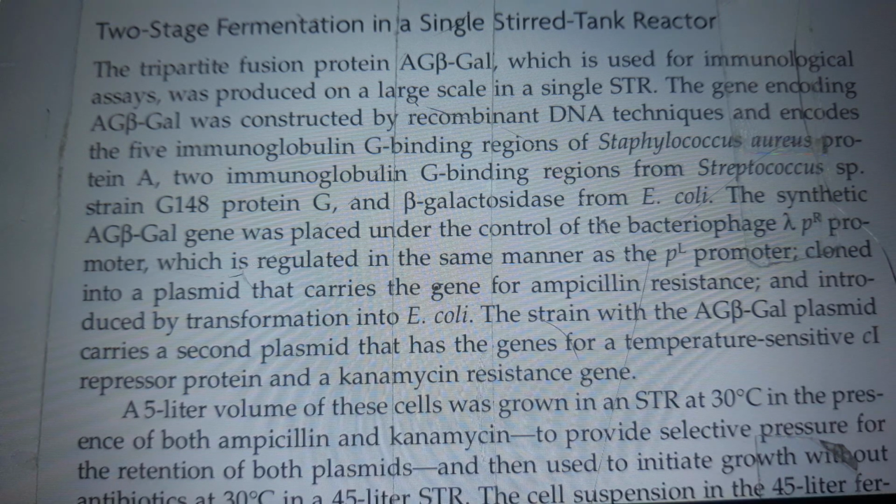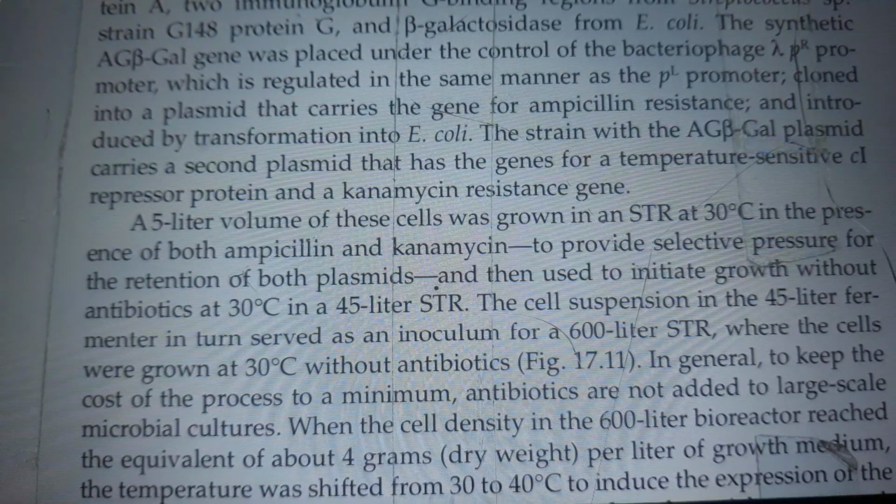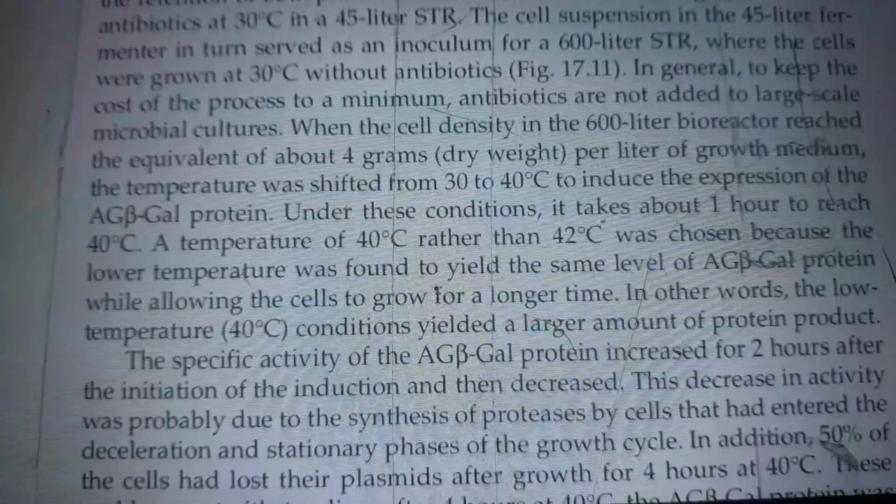coli. The synthetic Ag-beta-galactose gene was placed under the control of the bacteriophage lambda PR promoter, which is regulated in the same manner as a PL promoter, cloned into a plasmid that carries the gene for ampicillin resistance and introduced by transformation into E. coli. The strain with the Ag-beta-gal plasmid carries a second plasmid that has the genes for a temperature-sensitive cI repressor protein and a kanamycin resistance gene.